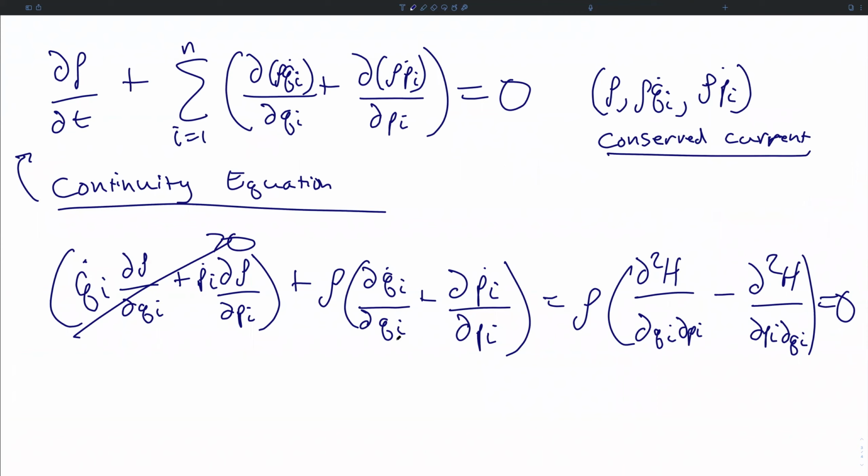What this is telling us is that the total number of systems entering a volume in phase space must equal the total increase of systems in that volume. Hamilton's equations tell us that the velocity field, p dot, q dot, has a 0 divergence. These are all equivalent statements, and these are all getting to the heart of what it means to be a Hamiltonian system. Hamiltonian systems are volume preserving in phase space.